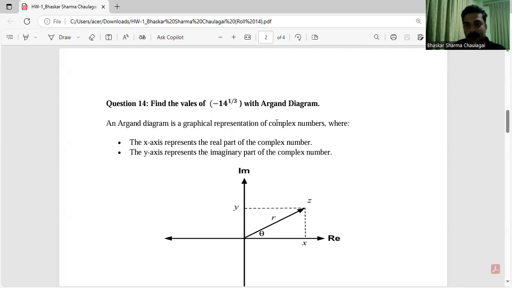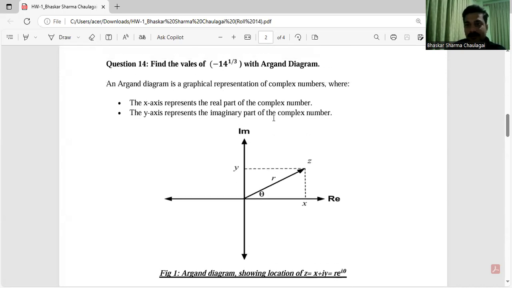So before proceeding into my solution, I would like to discuss a few things about the Argand diagram. As you can see in the figure displayed on your screen, the Argand diagram is a modified form of the Cartesian coordinate plane, where the y-axis represents the imaginary part and the x-axis represents the real part. With the help of these facilities, we can represent a complex number in the Argand diagram. So here also I'll be representing this number in the Argand diagram.